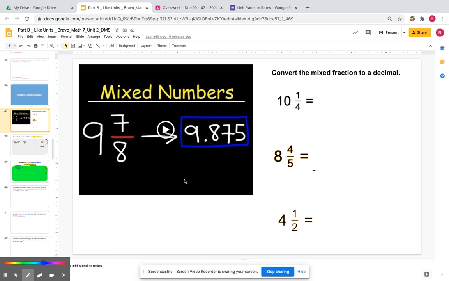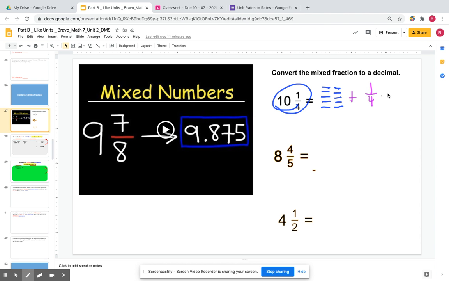Okay, so looking at this problem, let's actually just focus on the top one. How do we change that mixed fraction to a number with a decimal? Well, first off, we have to understand what this mixed fraction is representing. So it's basically representing 10 full pieces, 10 complete full pieces, plus, you go ahead and put the plus sign, plus 1/4.